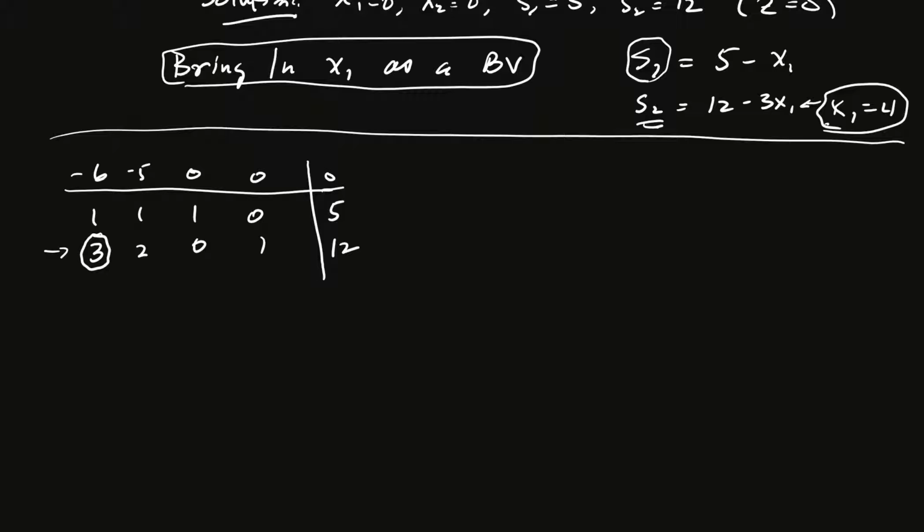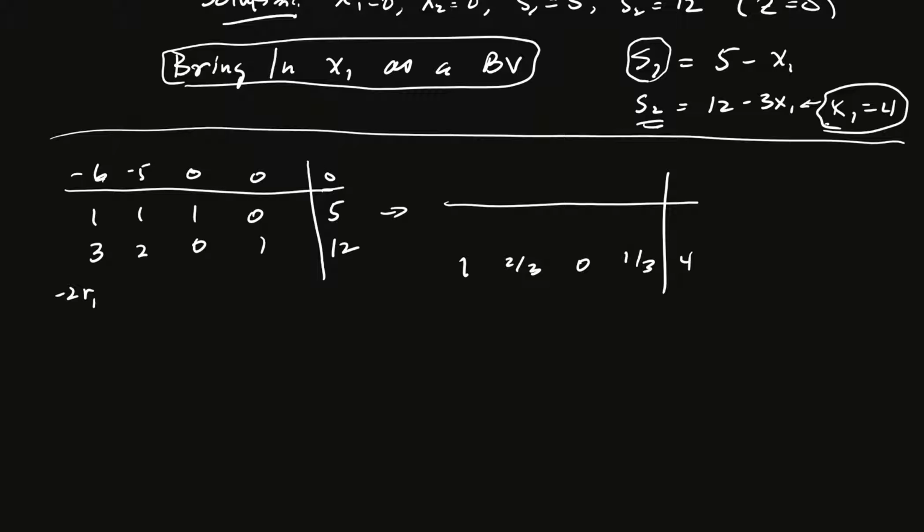All right, so first we got to divide by 3, and so this will be 1, 2/3, 0, 1/3, 12/3 is 4. And then what are we going to do to get rid of the 6? I guess we could have just said minus 2 times row 2. Oops, sorry. We're going to take plus 2 times row 2 plus row 0, and put it back into row 0.